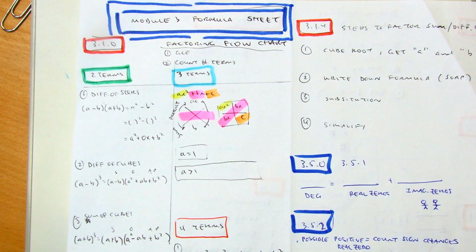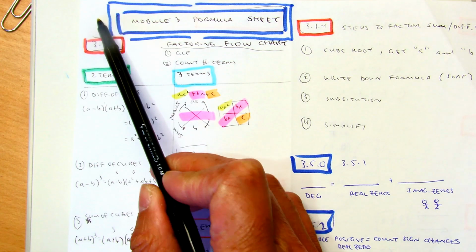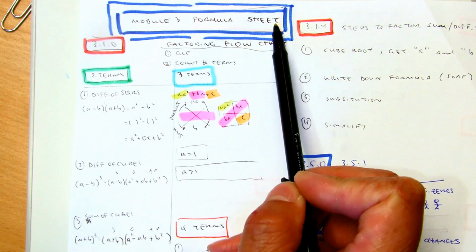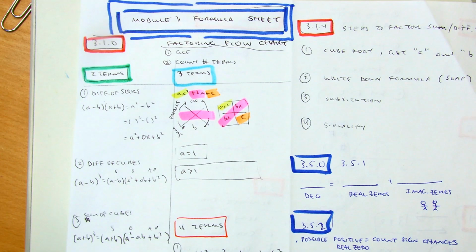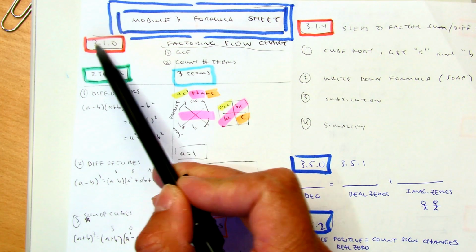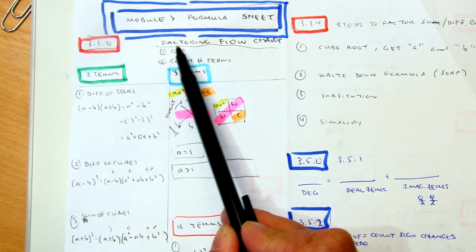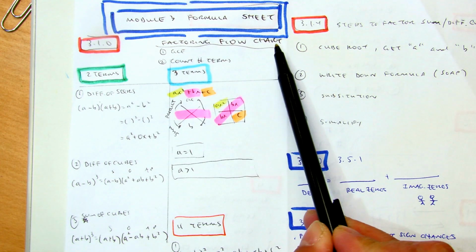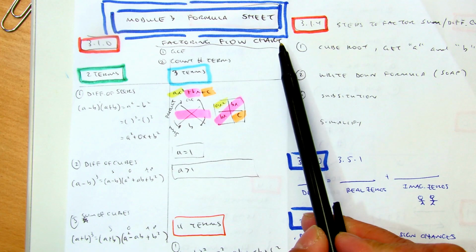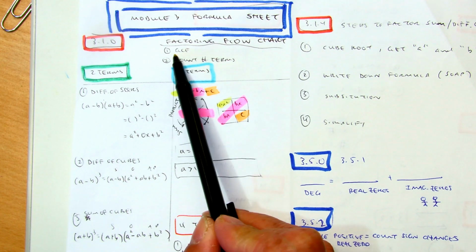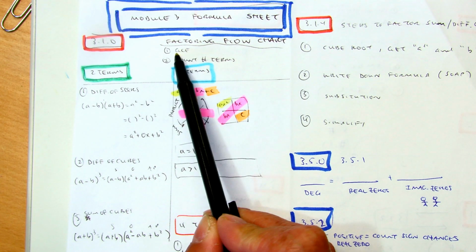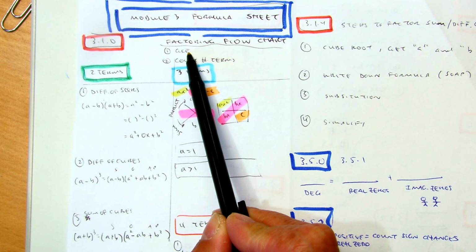Hey, it's Mr. Ng going over my textbook Reveal Module 3 formula sheet on polynomial functions. Module 3, Lesson 1, Example 0. I asked you guys to write down this factoring flowchart. The factoring flowchart: before you factor, you're always thinking about the GCF, the greatest common factor.